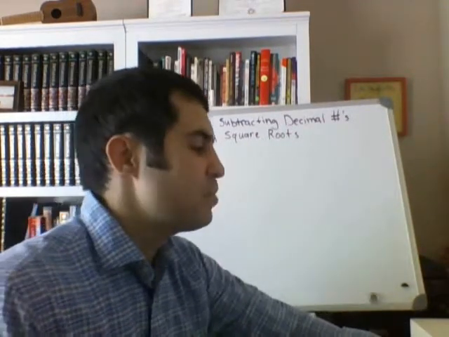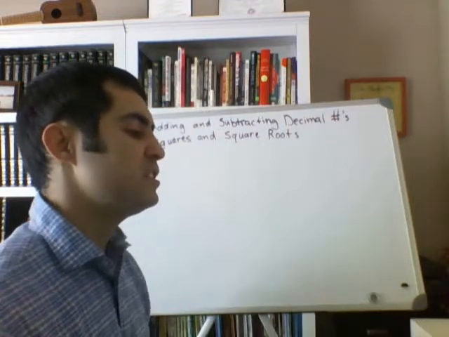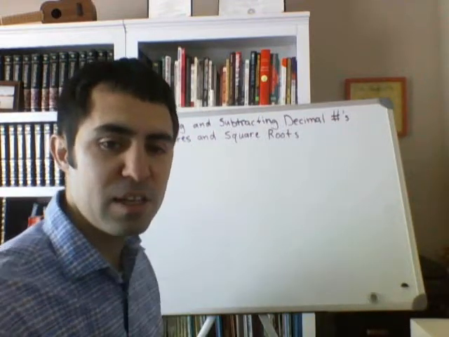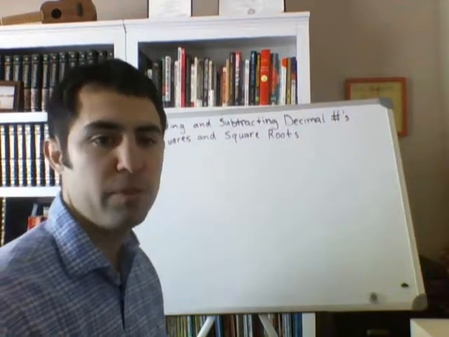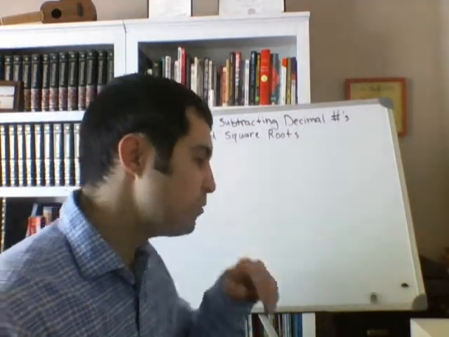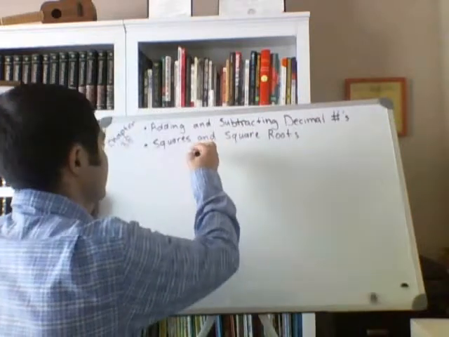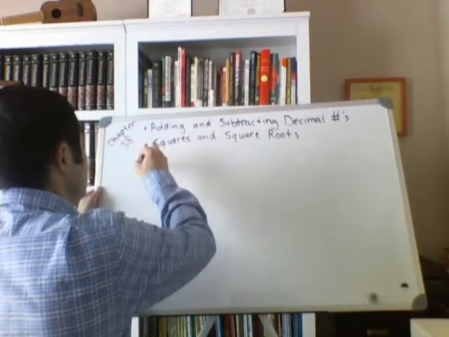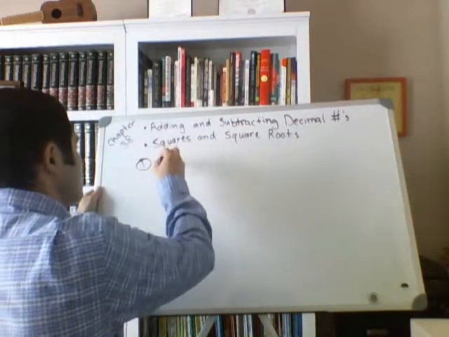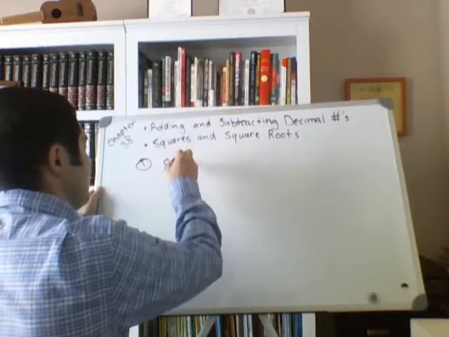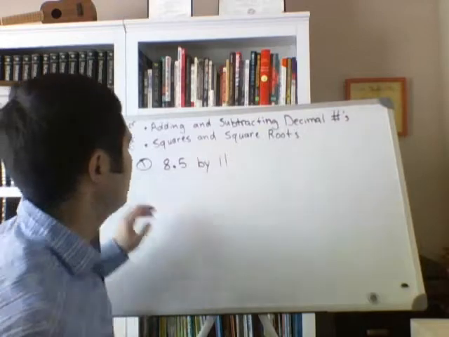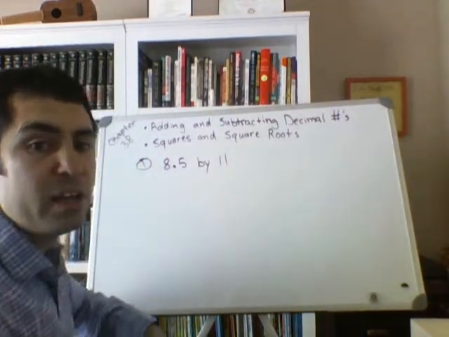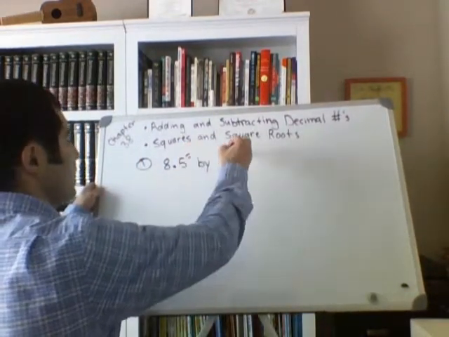Alright, I really like this next problem. It's simple, but it's still interesting at the same time. If you have a sheet of paper from your notebook, this is example number 1. So let's say the sheet of paper is 8.5 by 11, and we're talking about inches here. So this is 8.5 inches by 11 inches.